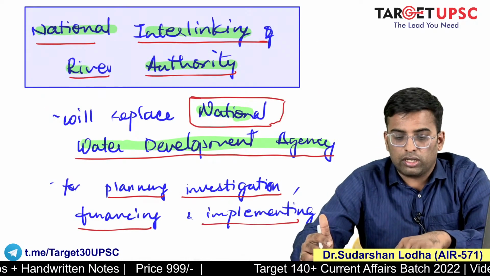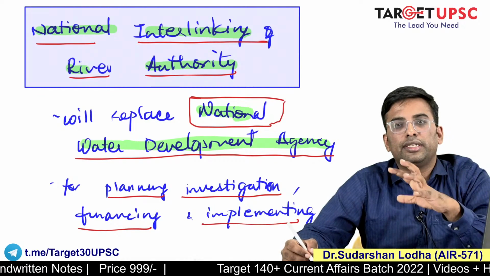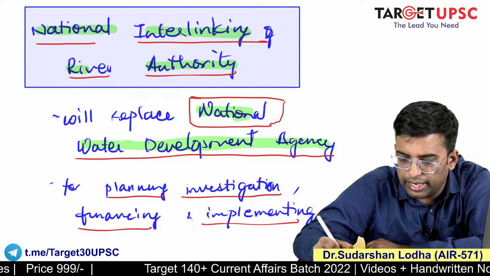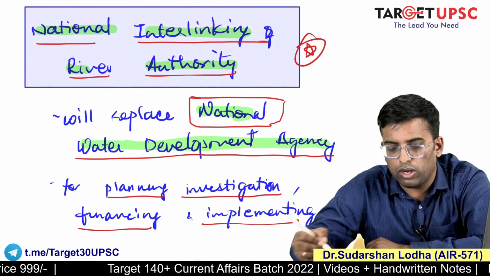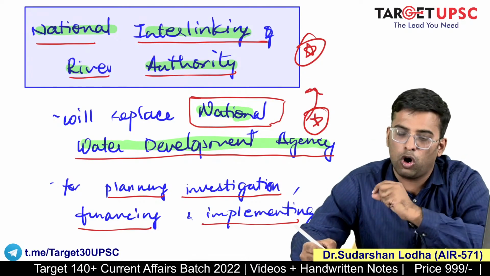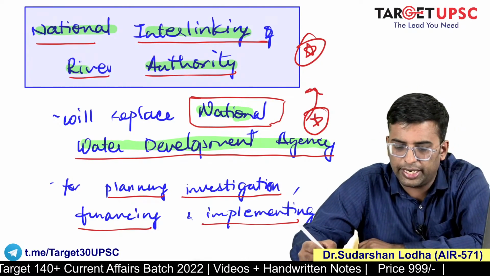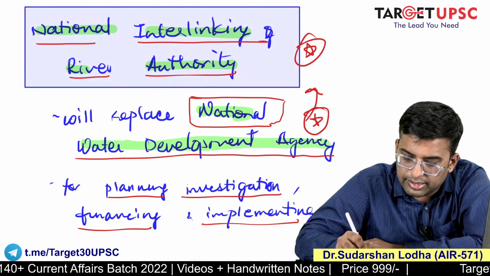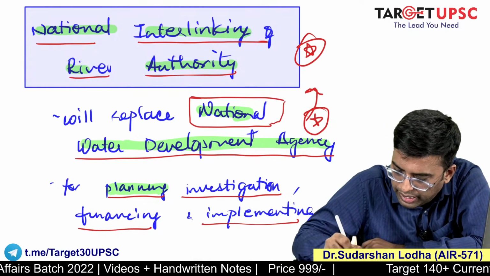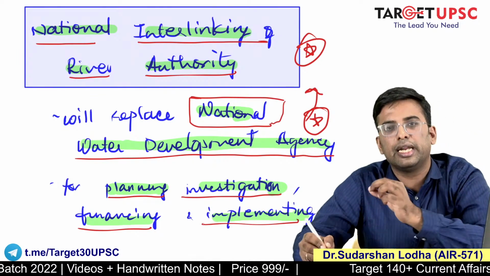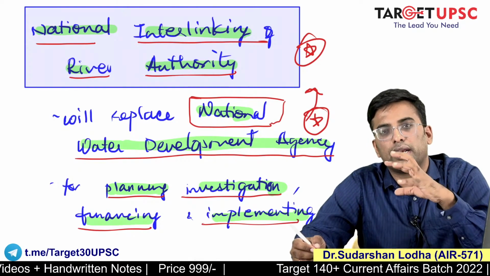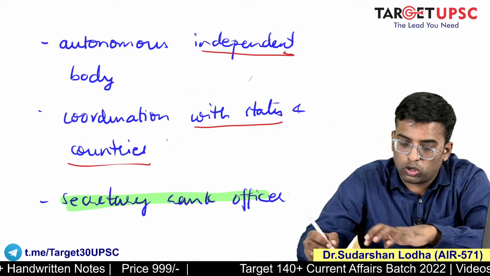Recently we have set up an important organization with respect to interlinkages of river, that is National Interlinking of River Authority. Earlier we had National Water Development Authority, but it has been replaced by an autonomous independent authority, that is National Interlinking of River Authority. इसका major function क्या है? Planning, investigating, financing and implementing interlinkages. जो भी interlinking projects है उनको planning करना, investigating करना, उसको implement करना.